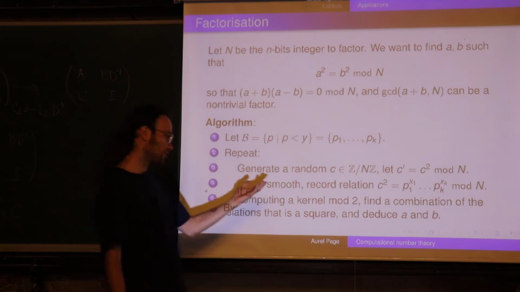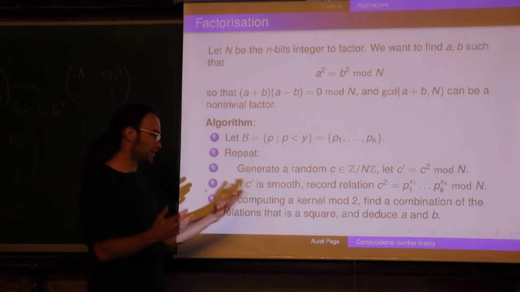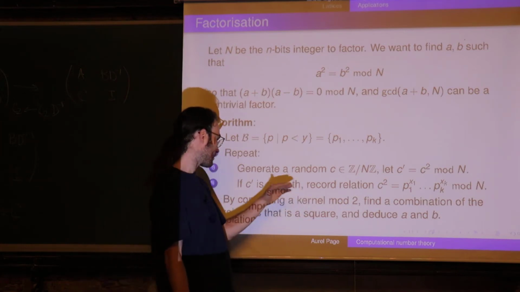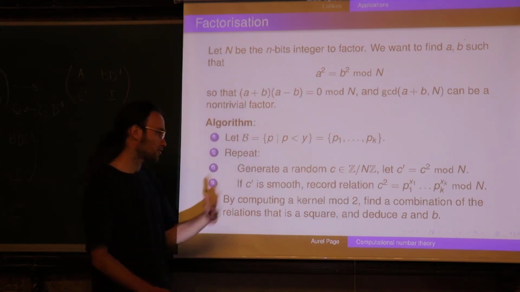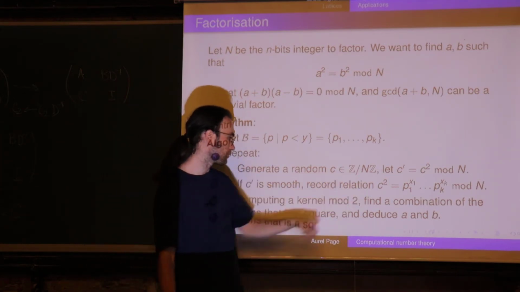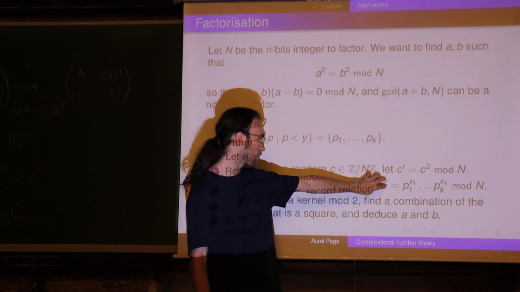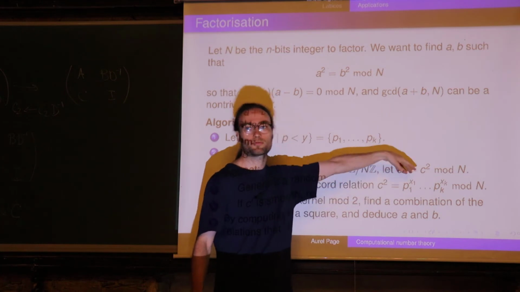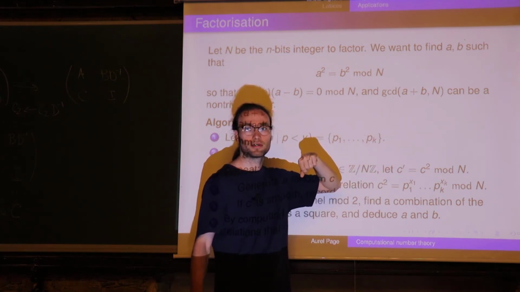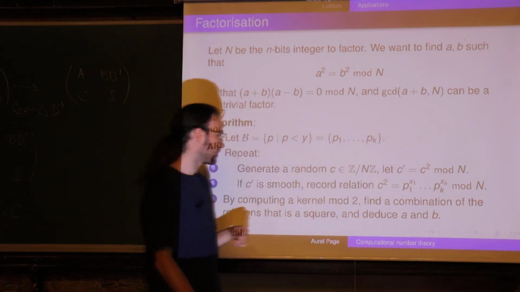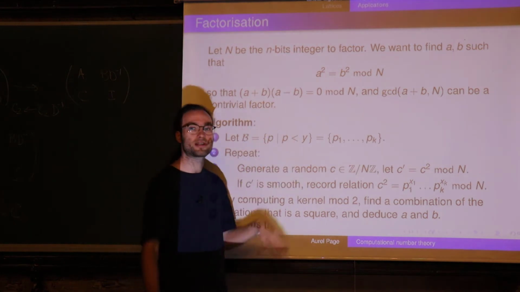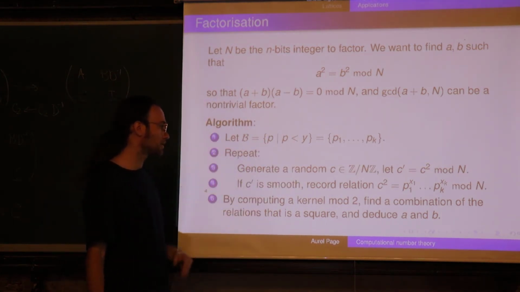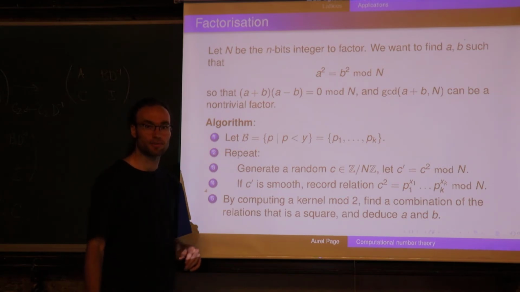So you do this kernel computation, it's linear algebra, and it gives you a combination of these relations that is a square. From that you can compute a and b: a will be the product of the c's, and b will be the product of the p_i's with the exponents divided by 2. And hopefully this will give you a non-trivial factorization. If you do it randomly, it will usually give you a non-trivial factorization.